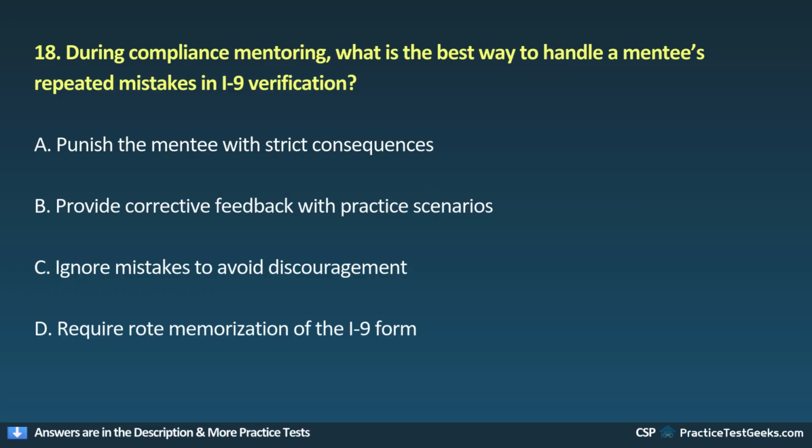18. During compliance mentoring, what is the best way to handle a mentee's repeated mistakes in I-9 verification? A. Punish the mentee with strict consequences. B. Provide corrective feedback with practice scenarios. C. Ignore mistakes to avoid discouragement. D. Require rote memorization of the I-9 form.